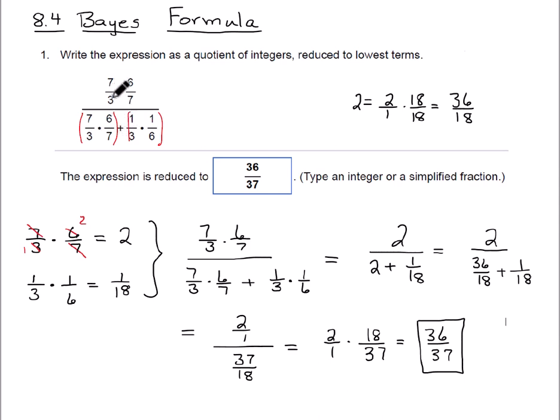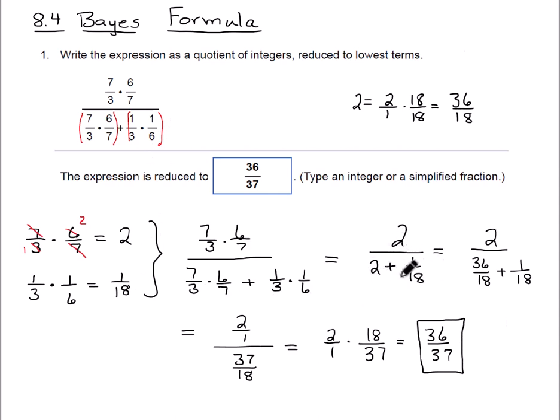On the top, I've got 7/3 times 6/7. 7's cancel. 3 into 6 goes 2 times. All right, so this piece is a 2. This piece is a 2. 1/3 times 1/6 is 1/18. All right, so we're at this part here.